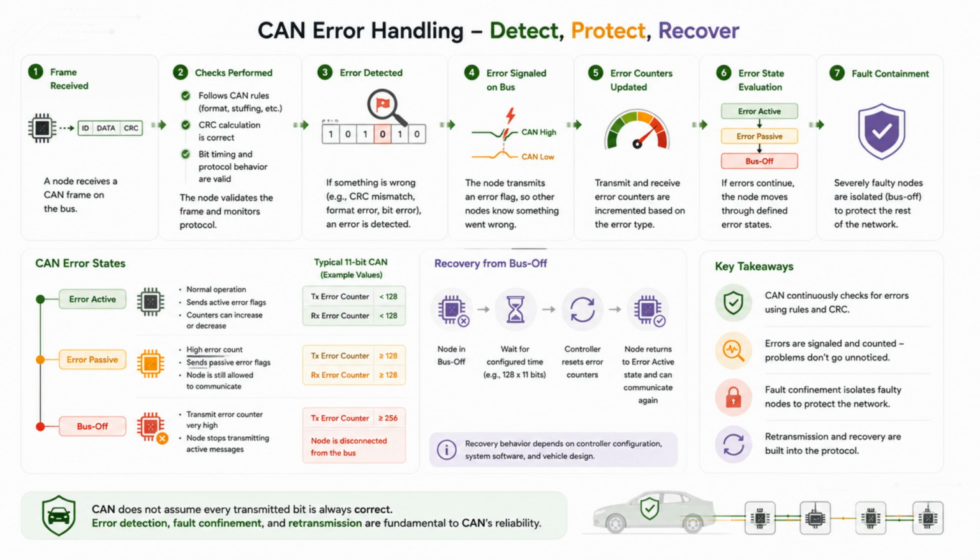For beginners, remember the key idea. CAN does not assume every transmitted bit is always correct. Error detection, fault confinement, and retransmission behavior are fundamental parts of the protocol.